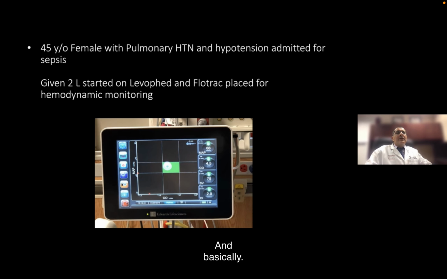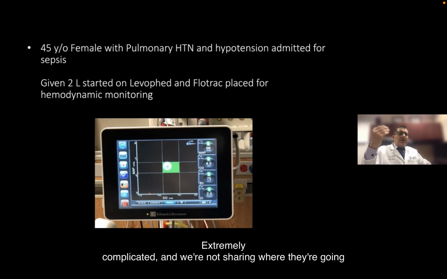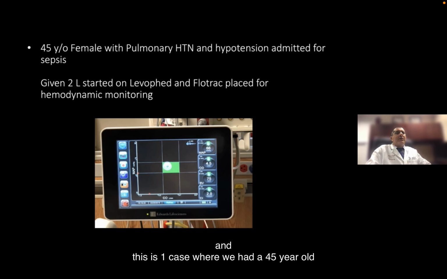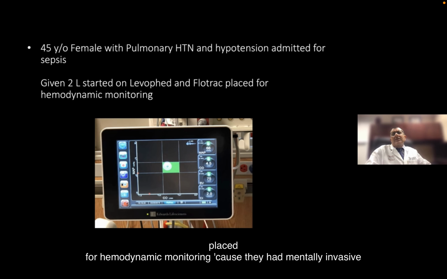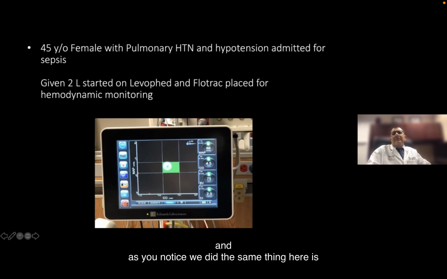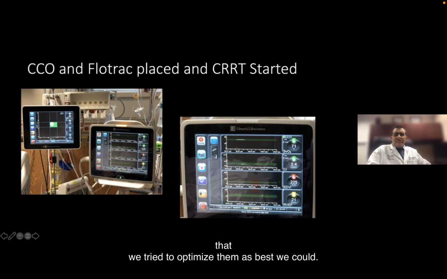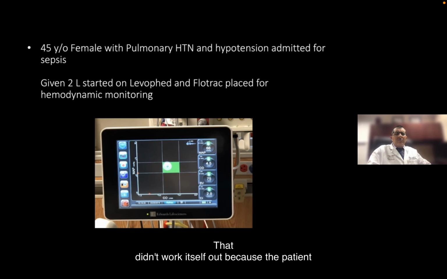Sometimes patients are extremely complicated and we're not sure where they're going. This is one case where we had a 45-year-old female with pulmonary hypertension, hypotensive, who was admitted for septic shock. They were given 2 liters, and they were started on Levophed, and the FloTrac was placed for hemodynamic monitoring because they had a minimally invasive line. As you notice, we did the same thing here: we tried to optimize them as best we could. That actually didn't work itself out because the patient was still hypotensive.